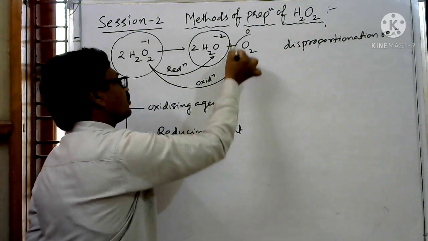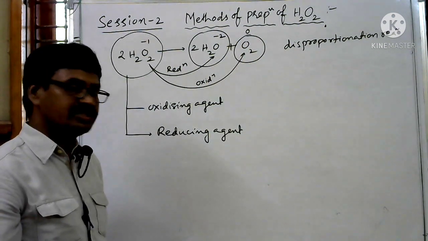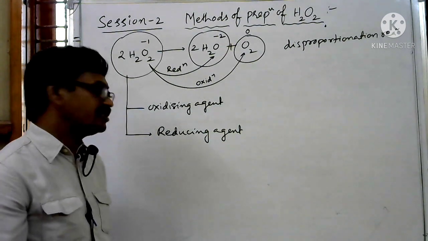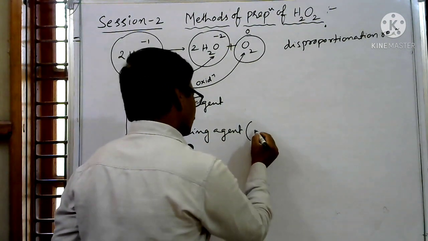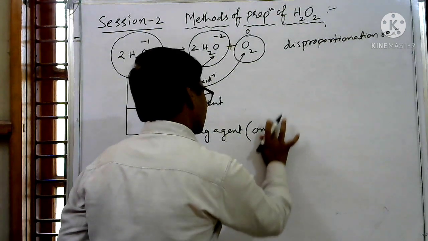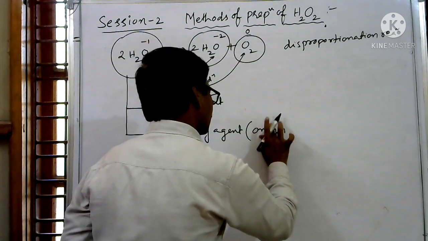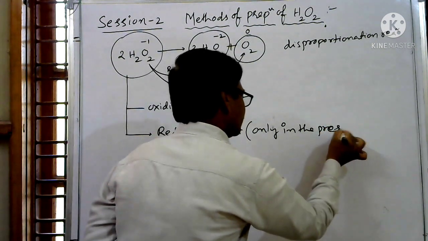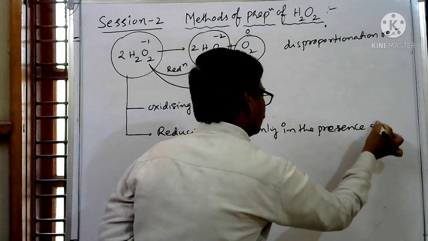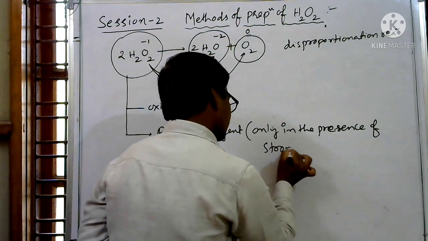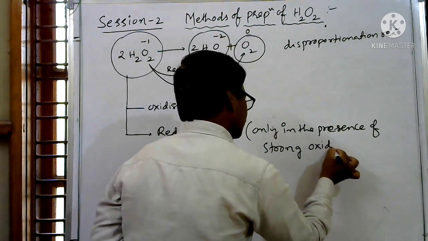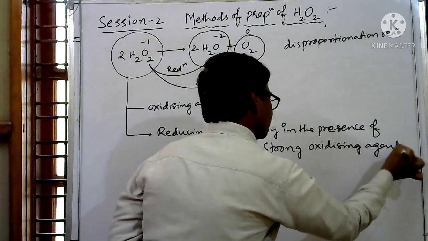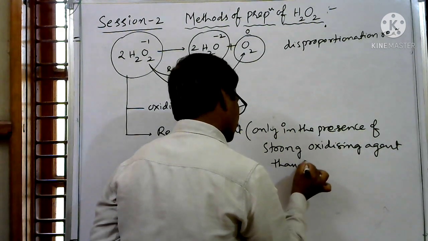If you observe O2 molecules produced on the product side, then we can say H2O2 is acting as a reducing agent. It acts as a reducing agent only in the presence of a strong oxidizing agent. Otherwise, it acts as an oxidizing agent, in the presence of agents that are stronger oxidizing agents than hydrogen peroxide, than H2O2.